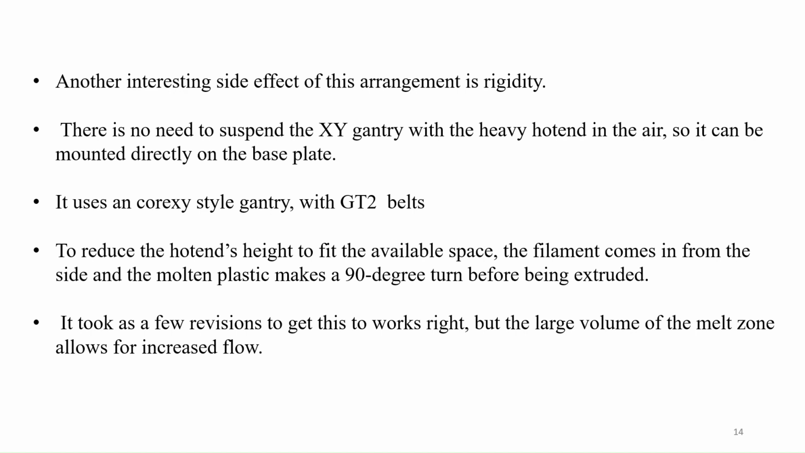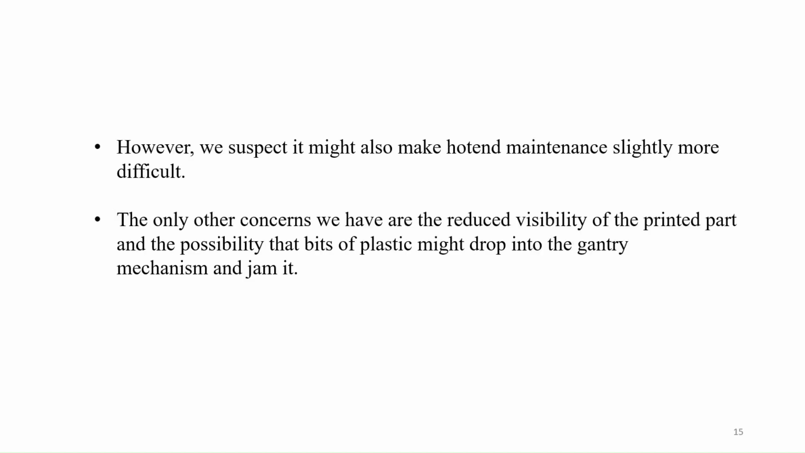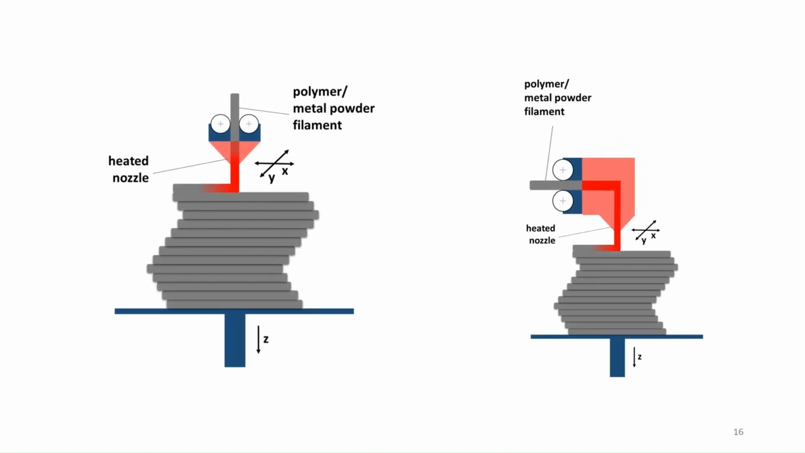Another interesting side effect of this arrangement is rigidity. There is no need to suspend the XY gantry with the heavy hotend in the air, so it can be mounted directly on the base plate. It uses a cross-tail gantry with a GT2 belt. To reduce the hotend height to fit the available space, the filament comes from the side and the melted plastic makes a 90-degree turn before being extruded. It took a few revisions to get it right, but a large-volume melt zone allowed us to increase the flow.